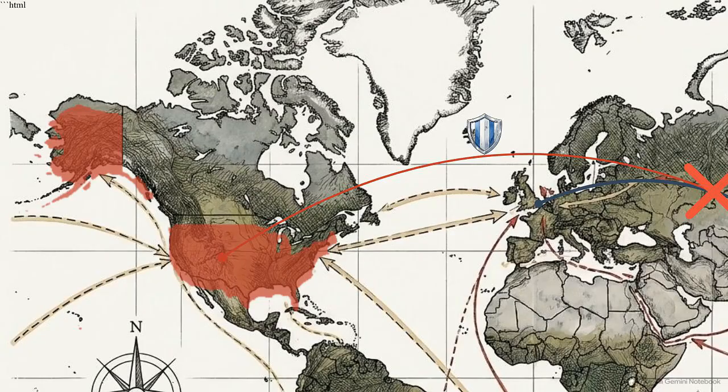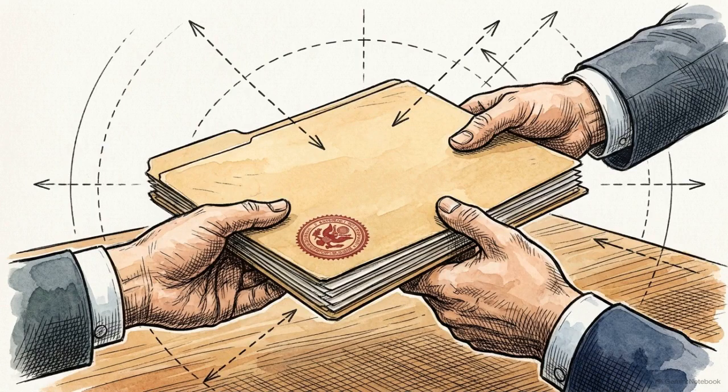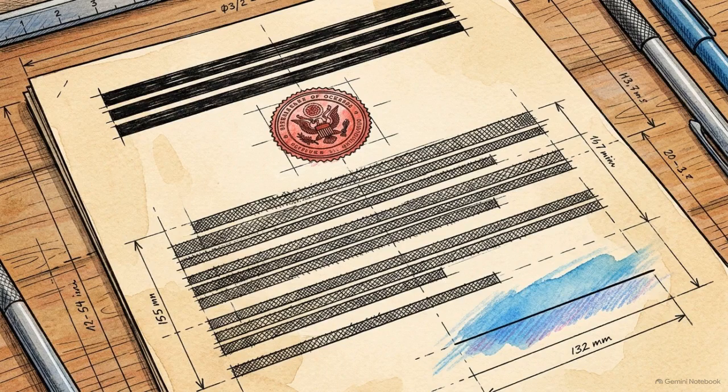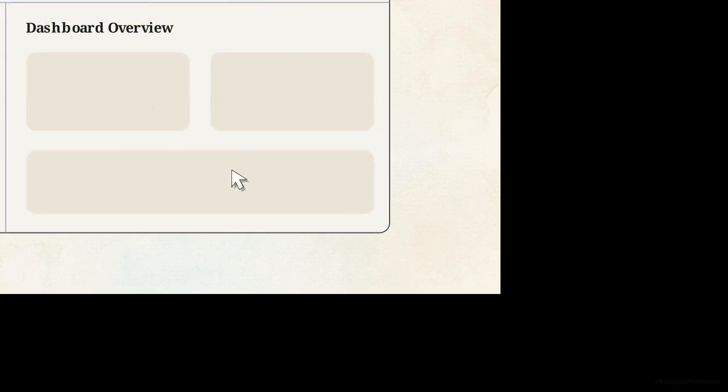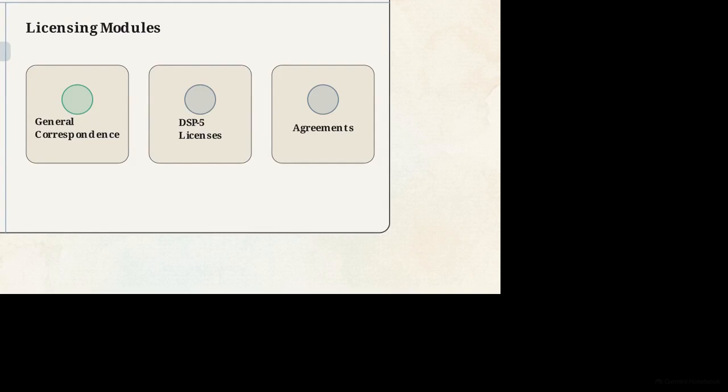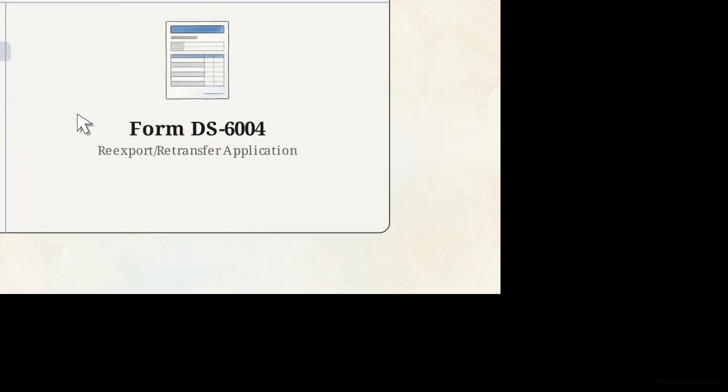law. Before a single piece of equipment changes hands and before legal ownership transfers, you must secure explicit prior written approval from the Directorate of Defense Trade Controls, or DDTC. To get that permission, you will route your request through the Defense Export Control and Compliance System, DECCS. Specifically, you will use the General Correspondence Module to submit a Form DS-6004.